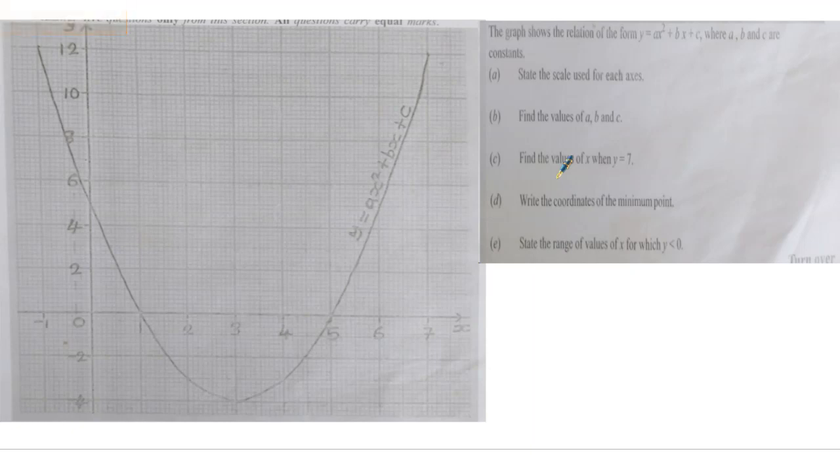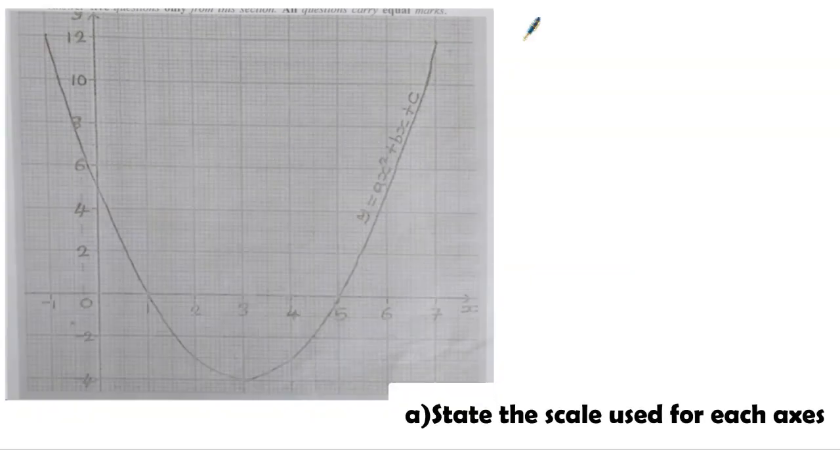Question number 6 was a quadratic graph that has already been drawn, and they want you to come out with a component. First of all, they want you to come out with a scale. We did predict this question and it came to pass. We told you that a time will come when they will ask you to find the scale, and that is what came. So let's go here. Question A, we are finding the scale.